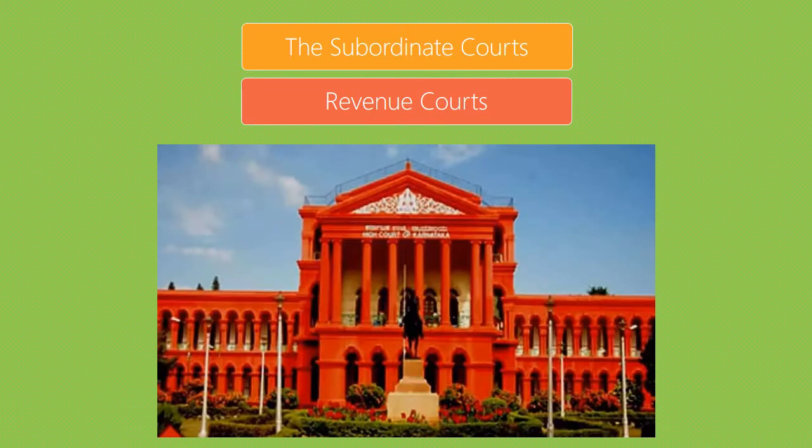Next, revenue courts. All matters related to payment of revenue are heard in revenue courts. The Board of Revenue is the highest authority of all revenue courts in the state. Under it are the Court of the Commissioner of Revenue, the Court of Divisional Commissioner, the Court of the Collector or Deputy Commissioner, and the courts of Tahsildar and Naib Tahsildar.